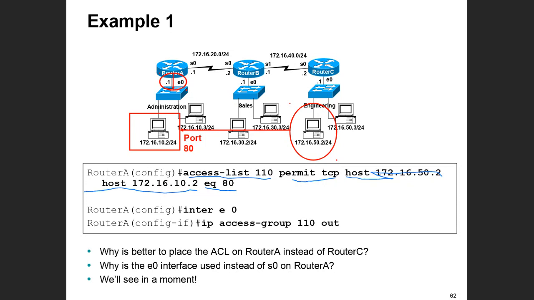So where should I place this access control list? Should I place it on router A? Should I place it on router C? Well, it turns out that for extended access control lists, since they're much more flexible and much more granular, it's better practice to place them as close as possible to the source machine that's allowed to do the traffic.